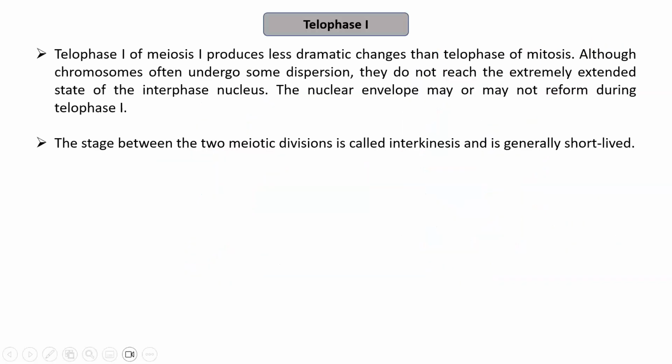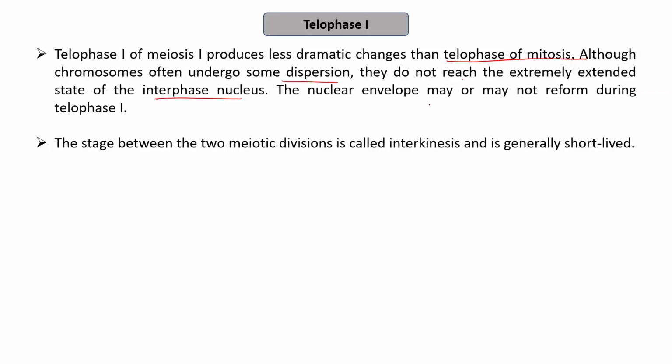Then anaphase 1 will be followed by telophase 1. Telophase 1 produces less dramatic changes than the telophase of mitosis, as the chromosomes have undergone dispersion, they do not reach the extremely extended state of the interphase nucleus.